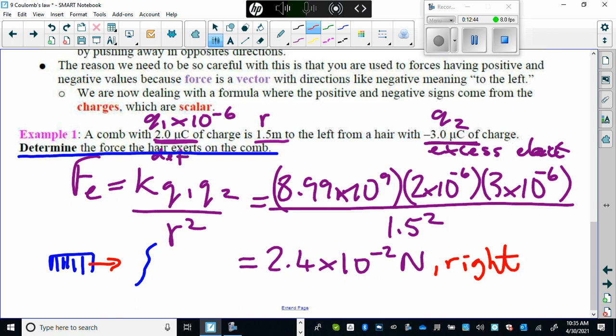Right, and if it asked determine the force the comb exerts on the hair, then it would be 2.4 times 10 to the negative 2 newtons to the left, because the comb would be pulling the hair to the left, again, because they're attracted to one another because they have opposite charges. So that's how the positives and the negatives come into play. Again, if you put them into the question, you might confuse yourself as to direction and so on. Okay, so that's part 1 of lesson 9. On to part 2.